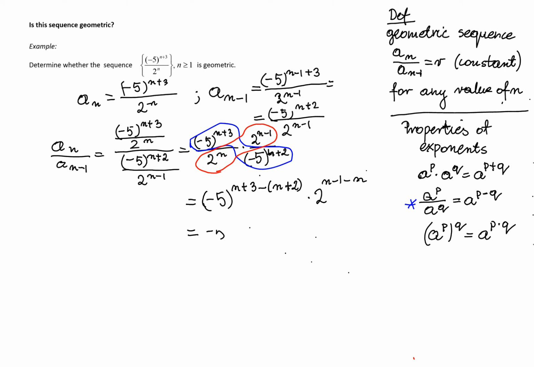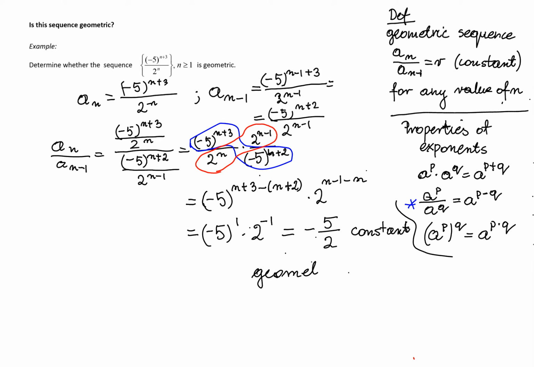If we simplify those exponents, we'll have negative 5, and the power in the numerator is going to be 1. And then we'll have times 2, and the power of 2 will be negative 1, which we can rewrite as negative 5 over 2. This is a constant. Notice there is no n in this expression. No matter what value of n we choose, we'll get the ratio always equal to negative 5 over 2. And therefore, this sequence is geometric because the condition of the definition is satisfied. The ratio of two consecutive terms is constant. A sub n over a sub n minus 1 is negative 5 over 2.